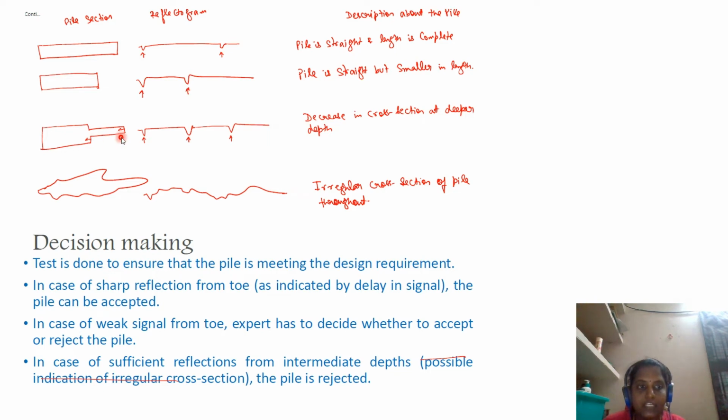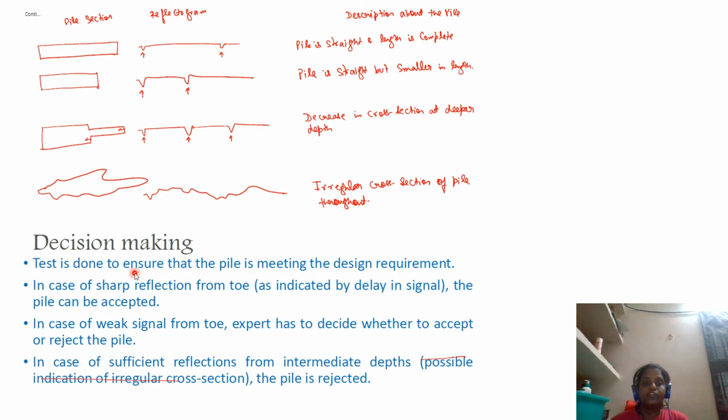If there is going to be any cross section difference in the pile below your ground, your reflective graph will be like this. So we can understand from that there is a difference in the cross section at a particular depth. And if your pile is going to have any irregular shape, you will have a graph like this. It will show you that the pile is not at all properly cast, it is having a very irregular shape. So you have to decide about it.